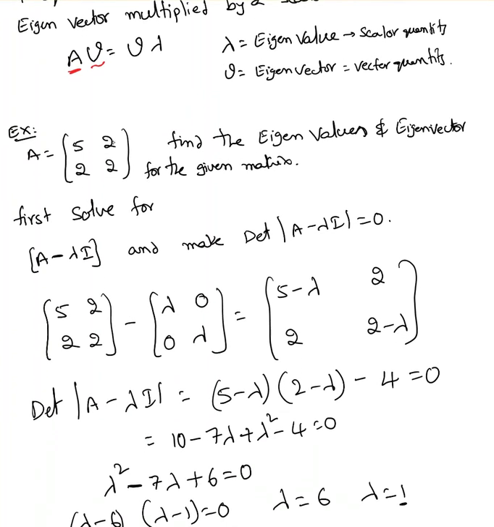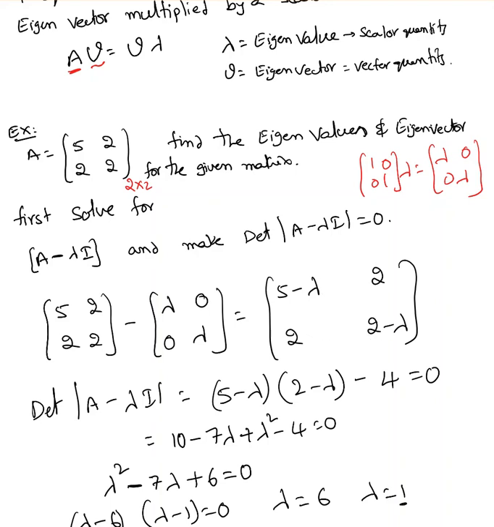A equal to [5, 2; 2, 2]. It's a 2 by 2 square matrix. That's the given matrix. Find the eigenvalues and eigenvectors for the given matrix. First, solve for A minus lambda I and make the determinant of A minus lambda I equal to 0. A is given as [5, 2; 2, 2], minus lambda I, which is nothing but [1, 0; 0, 1] times lambda, which is [lambda, 0; 0, lambda]. So it's going to be [5 minus lambda, 2; 2, 2 minus lambda].